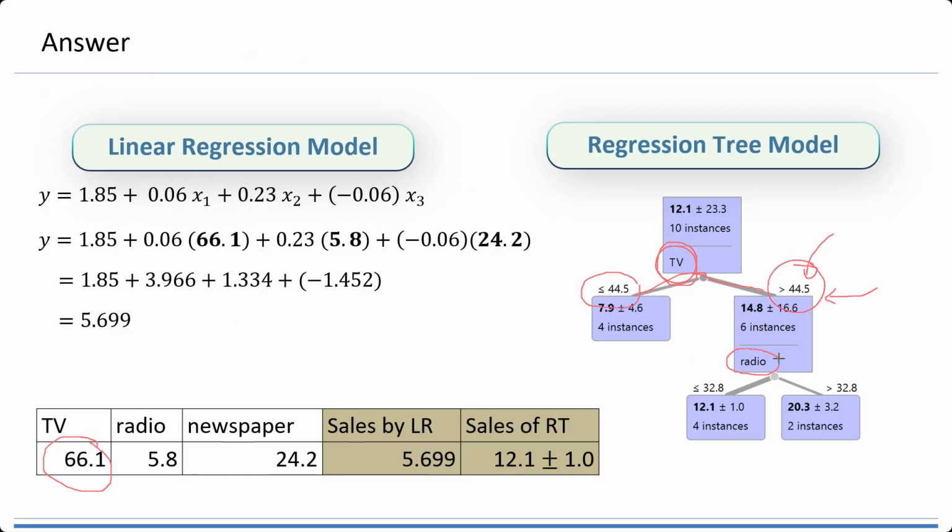Next, we will see the condition based on the radio. The radio is 5.8. So 5.8 is less than 32.8. Then this one. So we can say that the prediction of sales by the regression tree is 12.1 plus minus 1.0. So this is the prediction result based on these two models.